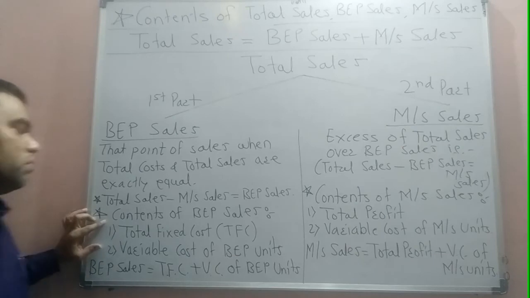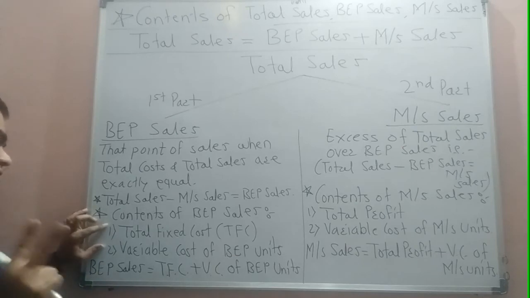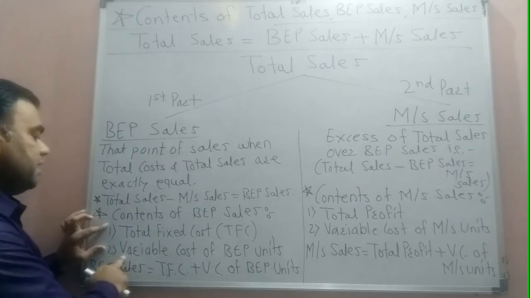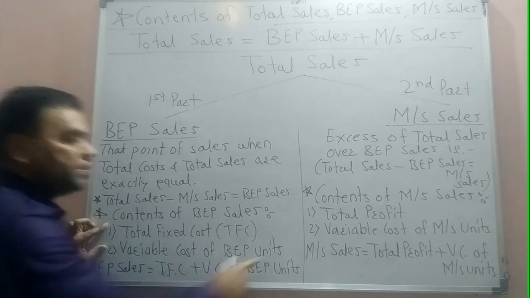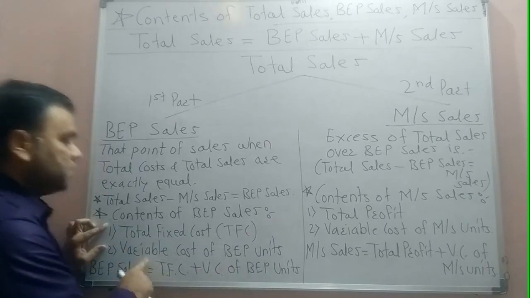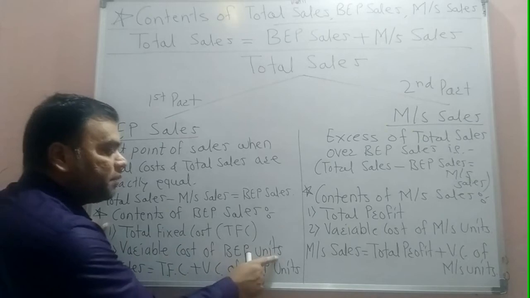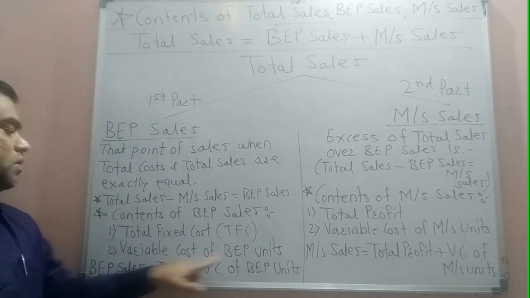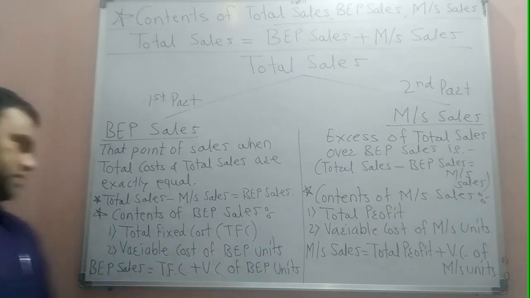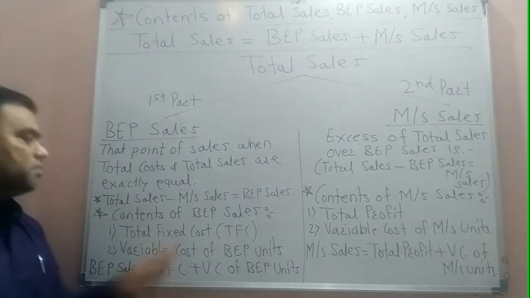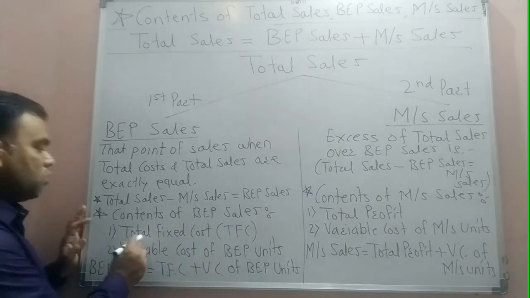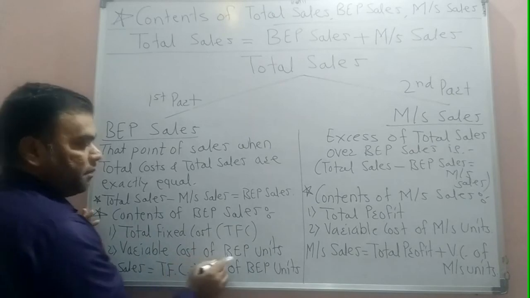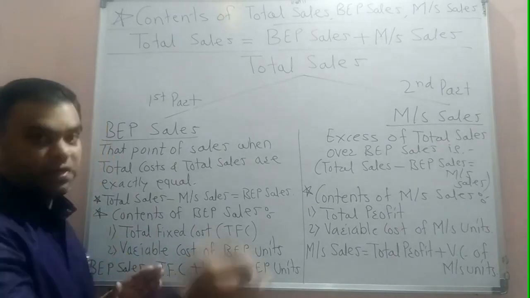BEP sales has two contents: first, total fixed cost, and second, variable cost of BEP units, not total variable cost. Variable cost of only BEP units, not of total units or total sales units. What are the contents of BEP sales? Total fixed cost and variable cost of BEP units only, not of total units.